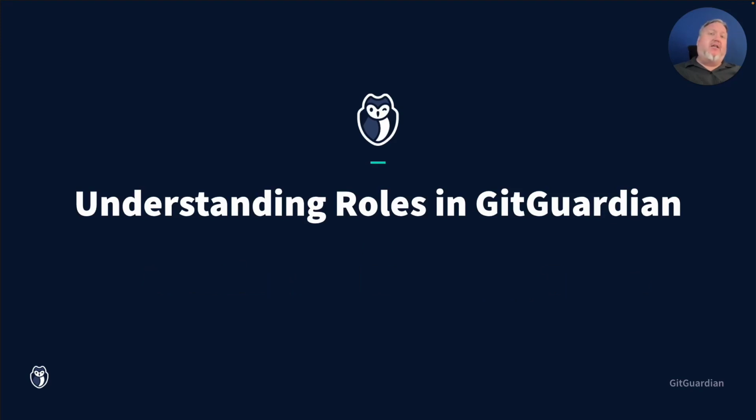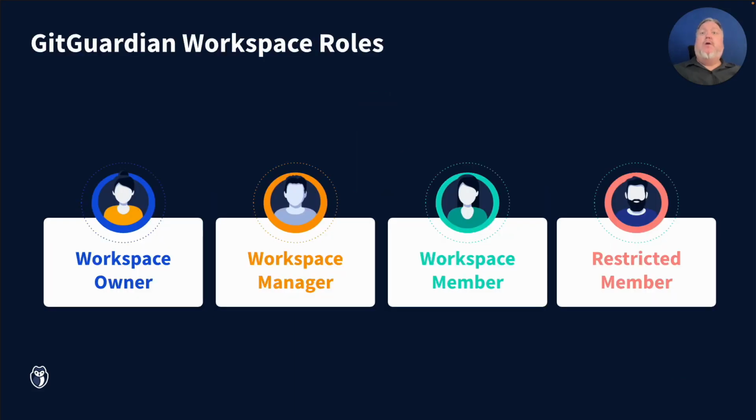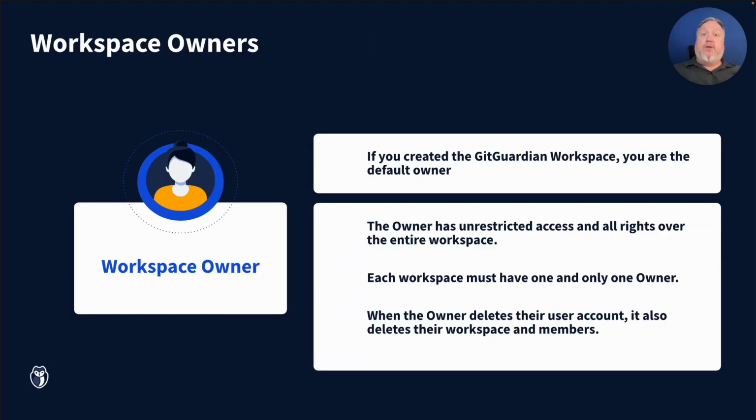Let's start by understanding the basic roles users can have in a GitGuardian workspace. When we say workspace, we're referring to the GitGuardian dashboard and all the incidents and tools it contains. There are four main roles for workspace members: the owner, the manager, the member, and the restricted member role. Let's take a closer look at these roles, starting with the owner.